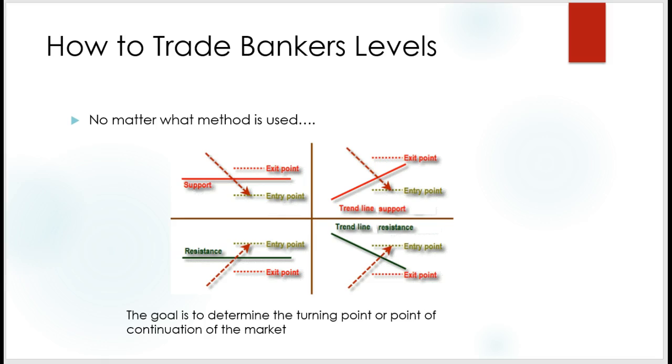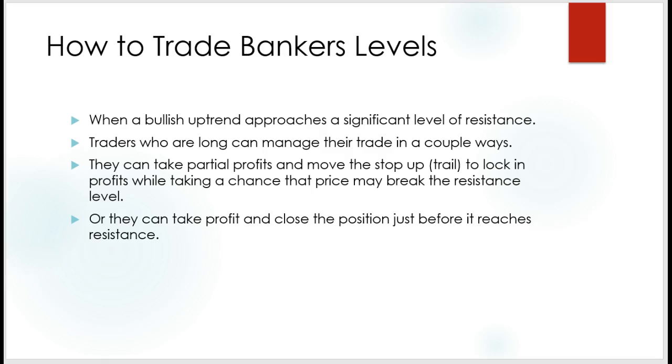No matter what method is used, the goal is to determine the turning point or point of continuation of the market. When a bullish uptrend approaches a significant level of resistance, traders who are long can manage their trade in a couple of ways. They can take partial profits and move the stop up or trail to lock in profits while taking a chance that price may break the resistance level. Or they can take profit and close the position just before it reaches resistance. The same process would be done in a downtrend going from support to support.